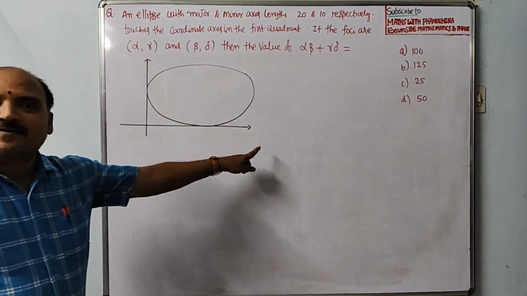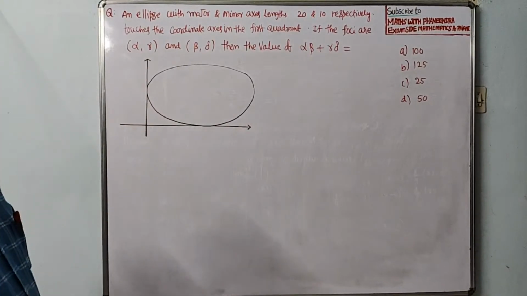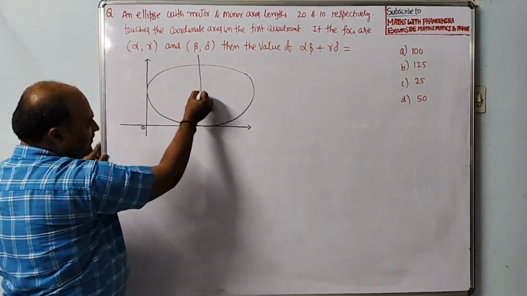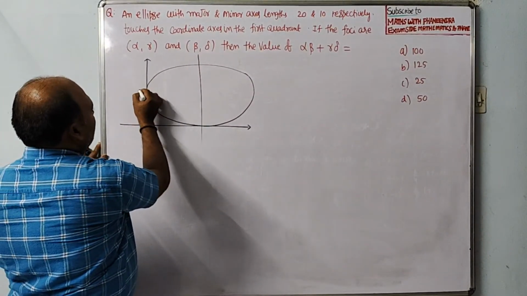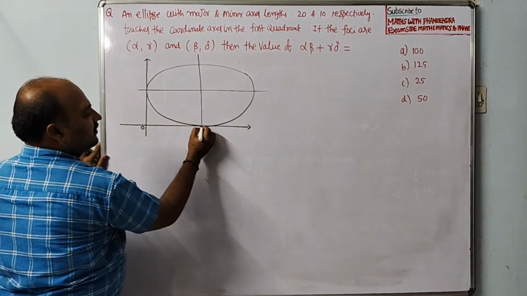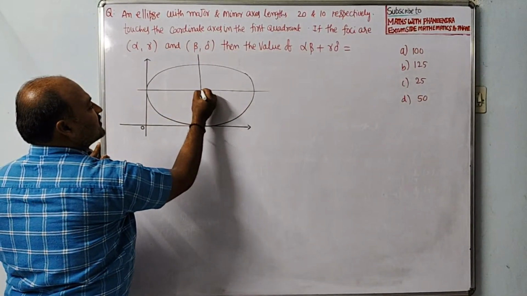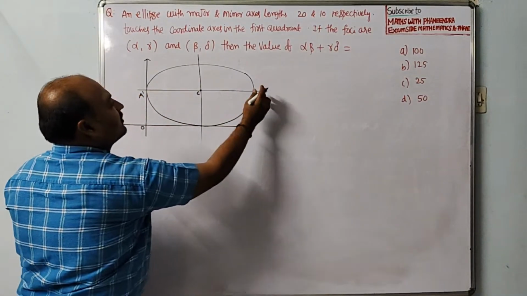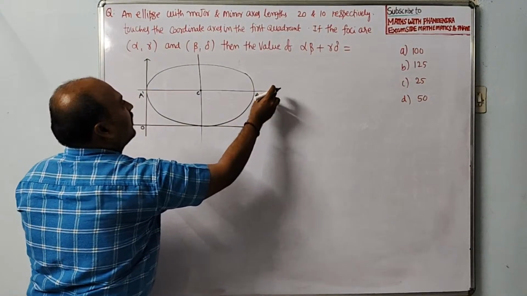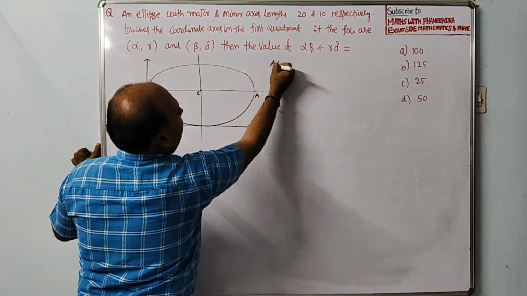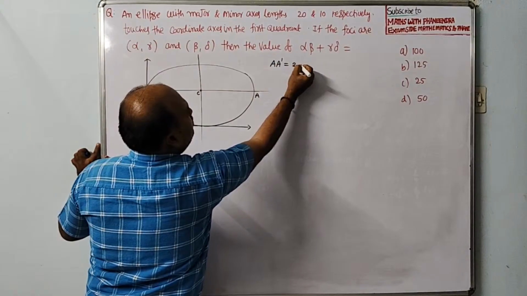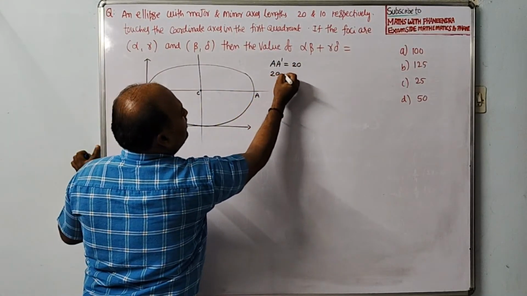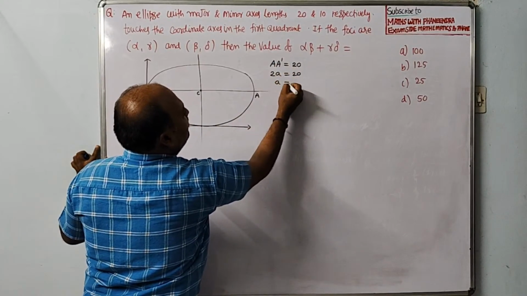Is it touching the x-axis and y-axis in the first quadrant? This is the center, dear students. A dash, how much is given? Length of major axis A dash is equal to 20. That means from center to A is a units. No, 2a is equal to 20, a is equal to 10.